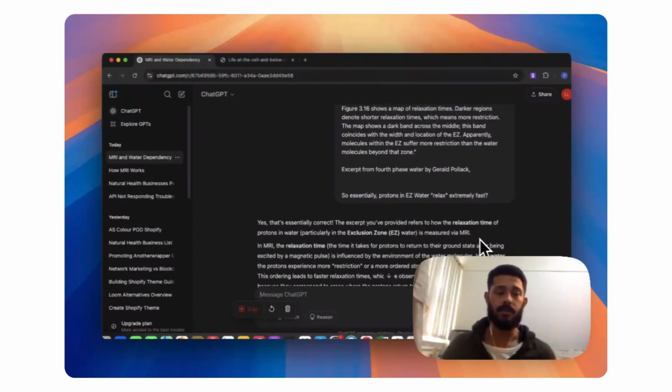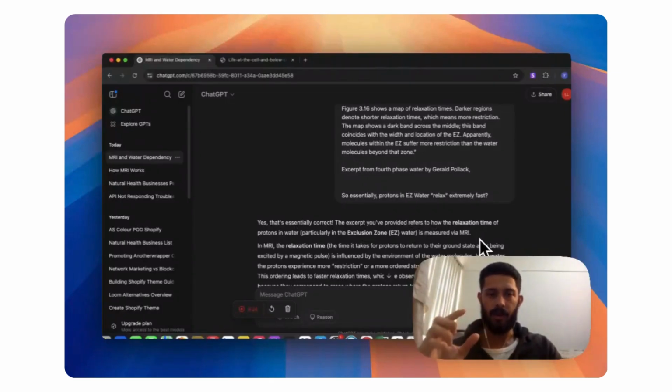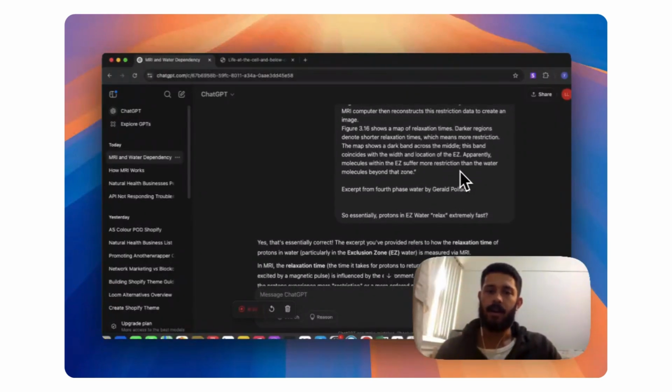Another interesting thing shared by Gerald Pollack in his book, The Fourth Phase of Water, is that he actually measured the relaxation times of exclusion zone water. This is very significant and important, specifically because the longer it takes for the relaxation times to go back to the equilibrium or normal state, the more of an indication it gives as to how unhealthy that cell can be, as a result of this proton reading, which is afforded to us through MRI. And I asked this question.